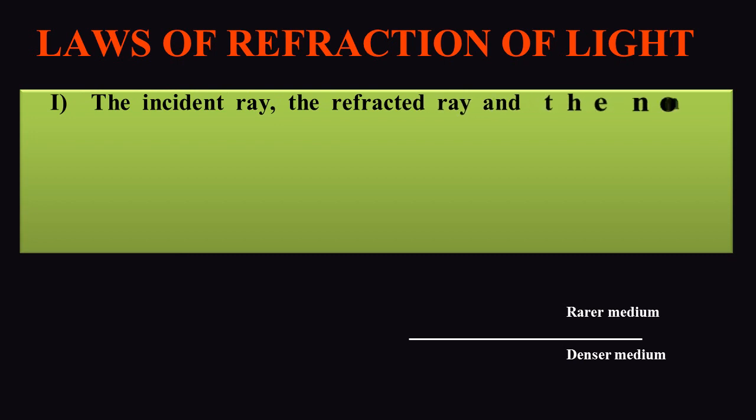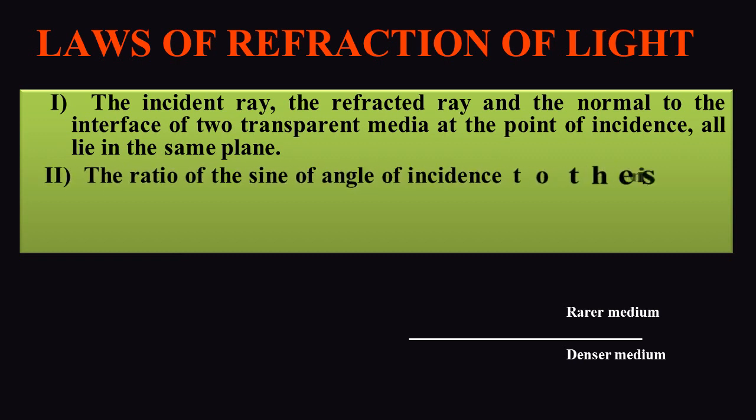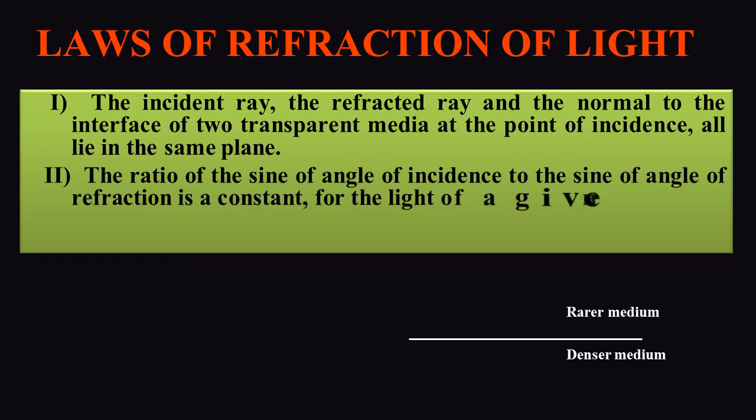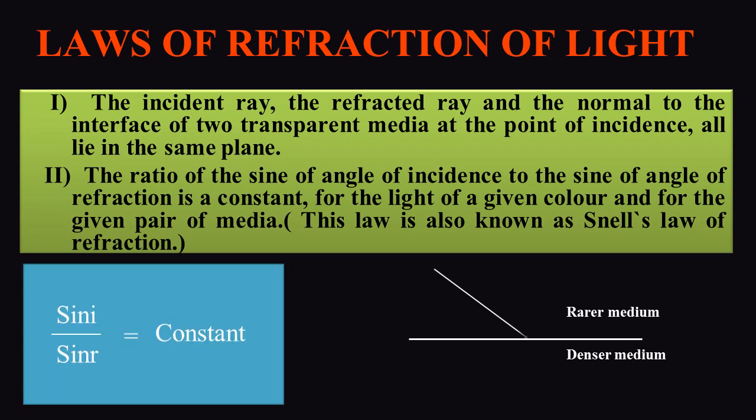Laws of refraction of light. There are two laws of refraction. First law: the incident ray, the refracted ray, and the normal to the interface of two transparent media at the point of incidence all lie in the same plane. Second law: the ratio of the sine of the angle of incidence to the sine of the angle of refraction is constant for light of a given color and for the given pair of media. The second law is known as Snell's law of refraction.